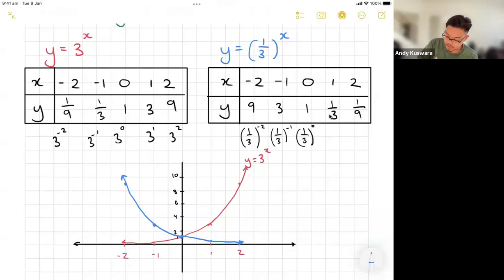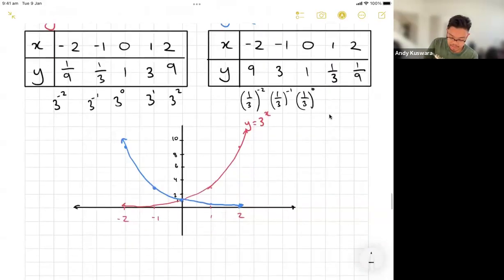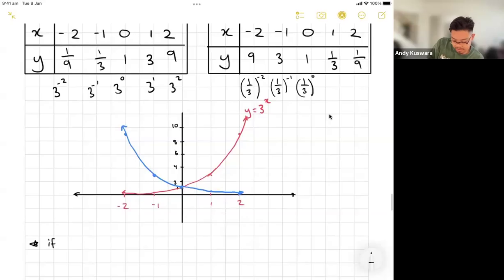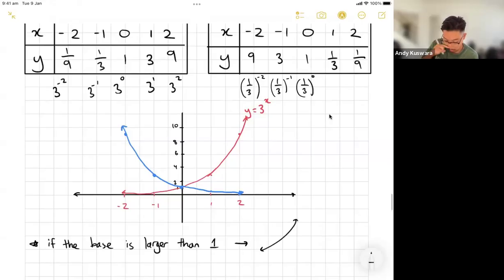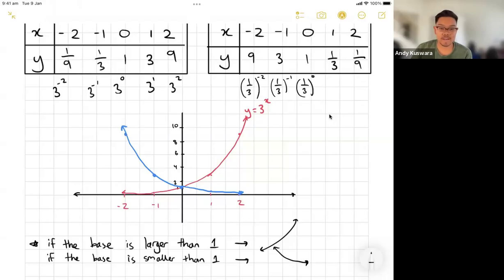So a couple things to note, and I'll write a little note here. If the base is larger than 1, your exponential should go this way. Okay, if the base is smaller than 1, that means you'll end up going this way. Okay. Now, of course, when you start coupling in your powers, that starts to change things. But just in general, this is what I would recommend.